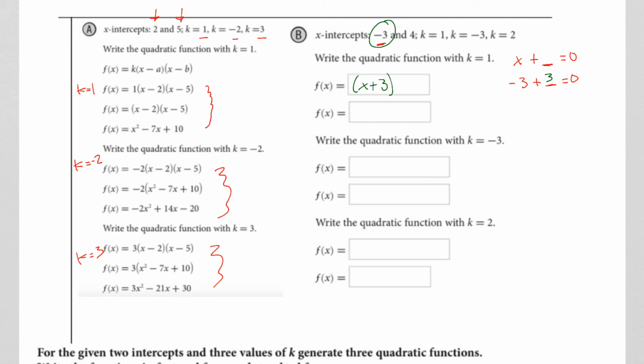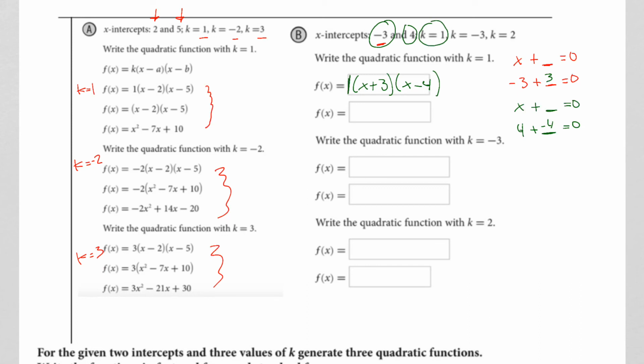And likewise, if the x-intercept is at 4, x plus what equals 0? I set that up, and then I'm going to say x is 4. So 4 plus what equals 0? That, of course, would be a negative 4. So it's going to be x plus 3 and x minus 4. So I hope that makes sense. And then it wants us to use k as 1.